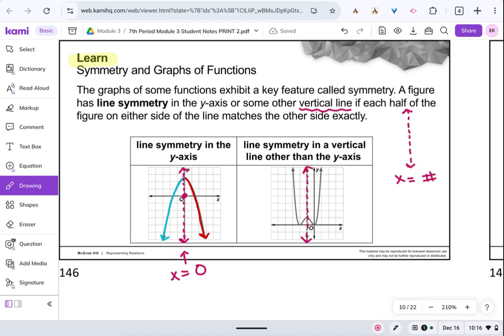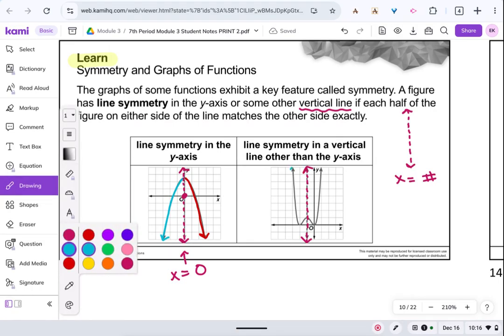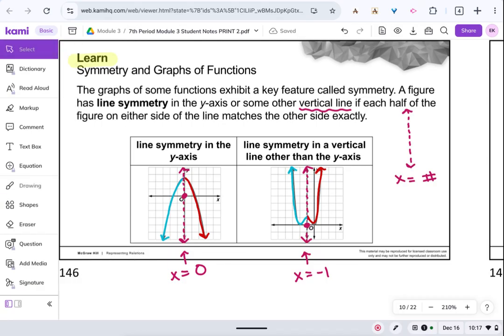Now, if I look at my other graph, again, it already gives you that dotted line here. So it's saying if you cut the graph there, the left side, this side here, would be the exact same as the right side over here. So the blue and the red are identical to each other. Now, how I would get my line of symmetry, this point is at -1. So my line would be x equals -1. And that is our main idea for today.